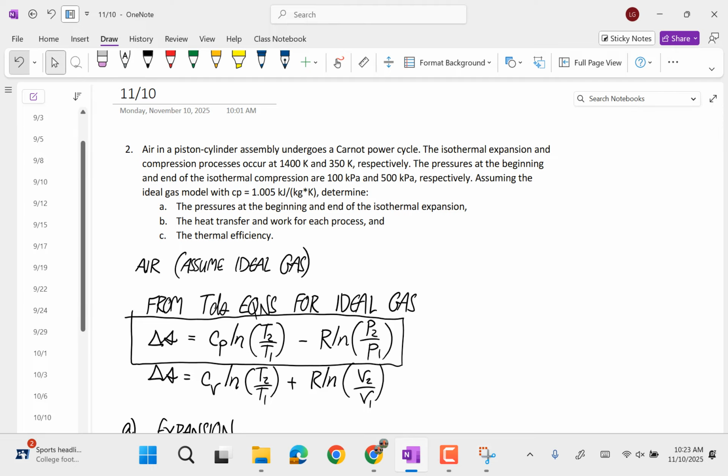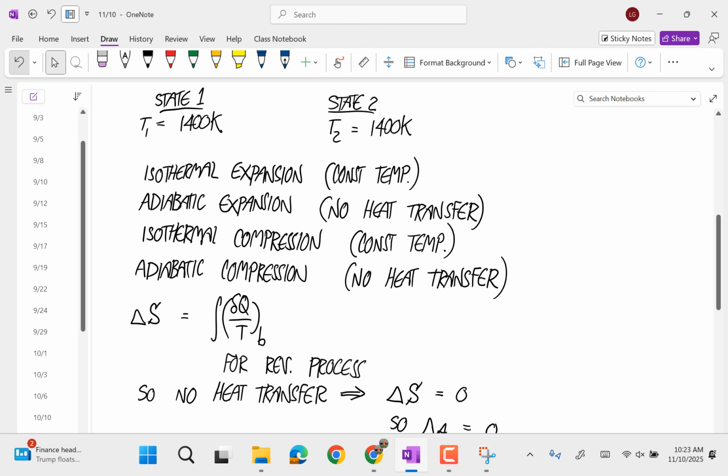Professor, for those four expansions and compressions we ran down, are all four of those happening here? They're happening in order like this. So we're just interested in this isothermal expansion.